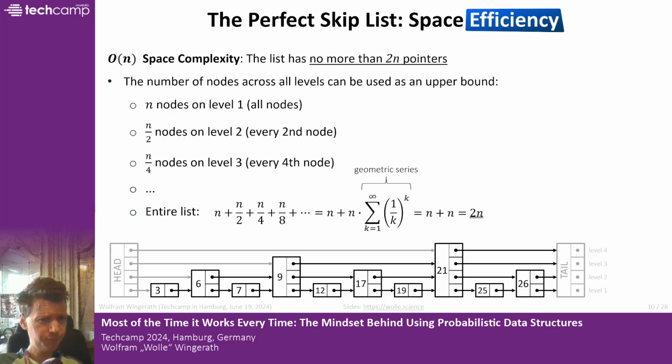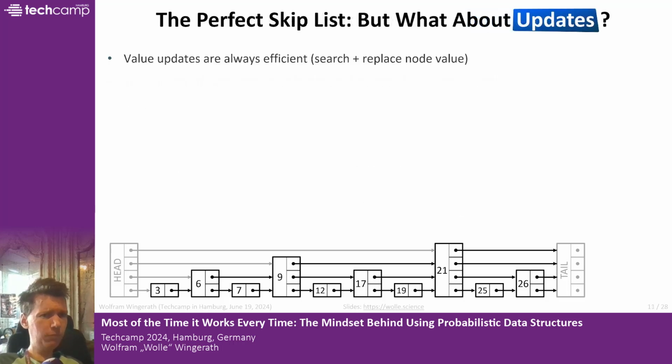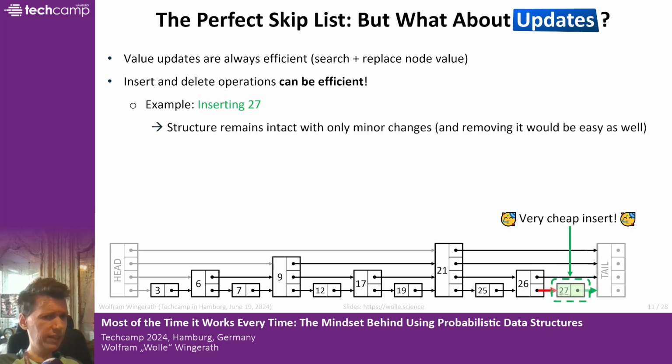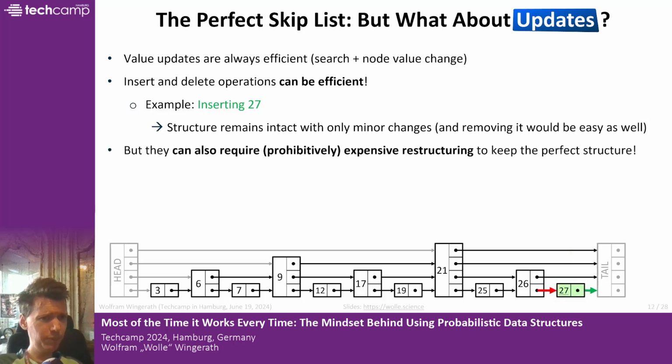Life is good, but what about updates? Another thing is some updates are awesome, like, for example, updating a username. You search the node, then you replace the value. That's basically like search. But then there's also insert and update operations, and they also can be efficient. So for example, if we think about inserting something like 27, super easy, because we could just add the node. However, sometimes updates are also really bad.